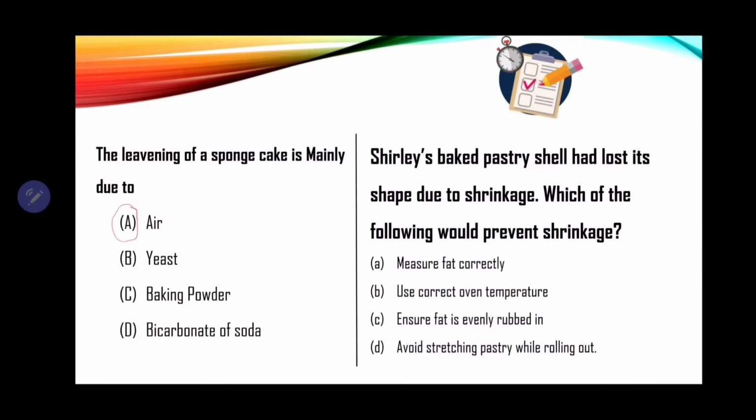Next question. Shirley's baked pastry shell had lost its shape due to shrinkage. Which of the following would prevent shrinkage? A. Measure the fat correctly. B. Use correct oven temperature. C. Ensure fat is evenly rubbed in. D. Avoid stretching pastry while rolling out. So the correct answer there, guys, is D. Good? Because when we stretch the pastry while rolling and folding, then the pastry will shrink.